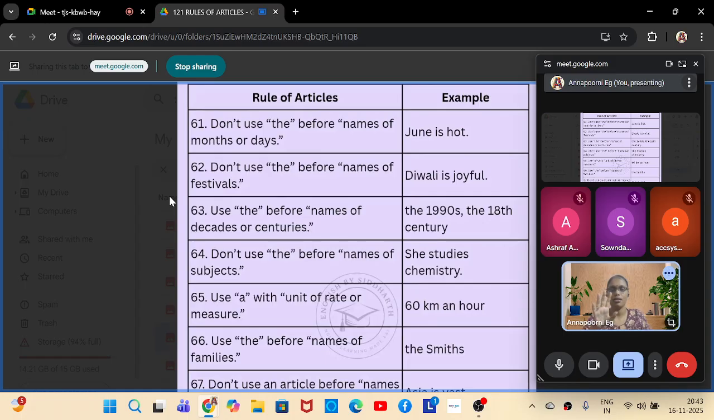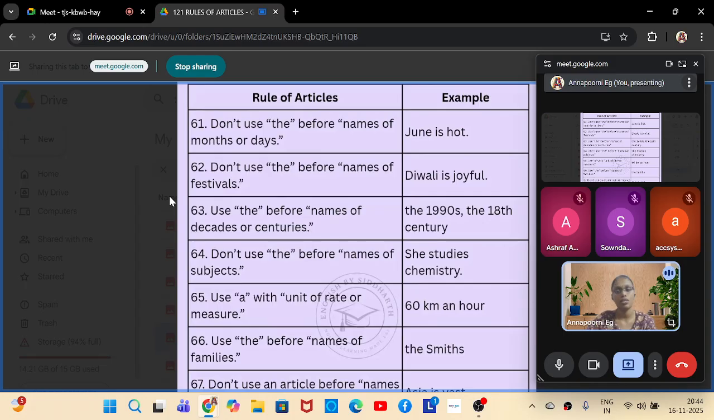But generally, when saying June is summer, or April and May are hot, you have to say June is hot, December is cold, etc. Okay. Then next is, don't use the before names of festivals. Again, that's also important. For example, Diwali is joyful. It's not the Diwali is joyful. Similarly, we can say Onam is the festival of flowers. We don't say the Onam is the festival of flowers. So with festivals, we should never use the, or any article.